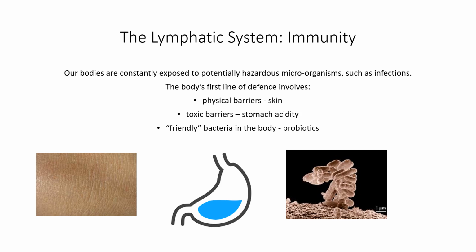So the skin stops things from getting in from the outside. It acts as a physical barrier. Once something is ingested or digested, the stomach will kill off what it can with the help of the probiotics in the intestines and the guts as well. So think of that as your three-pronged approach to your body fighting off foreign invaders.